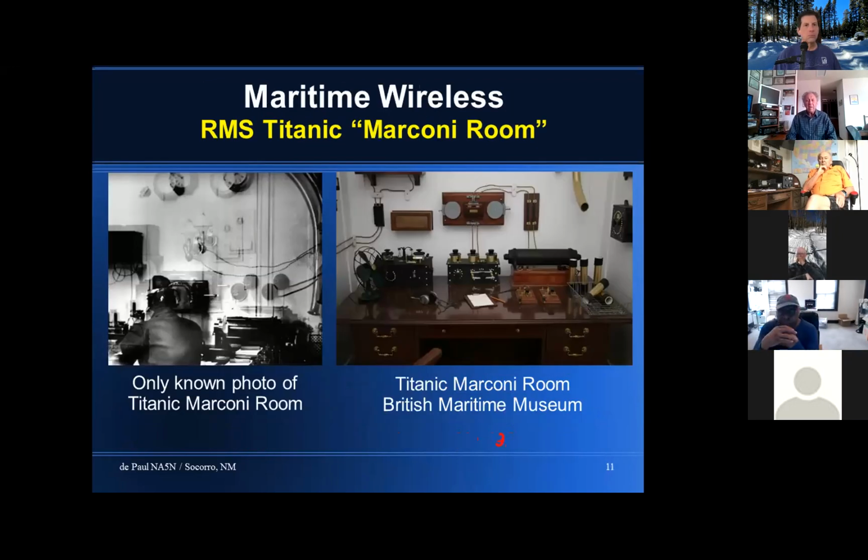Here again is another shot of the double exposure that the Irish priest made, that we talked about, and then the recreation of the Titanic radio room that's in the British Maritime Museum. I'm sure Richard's seen that, and he may want to comment about it as we go on.